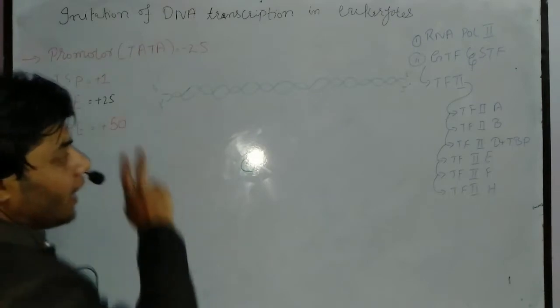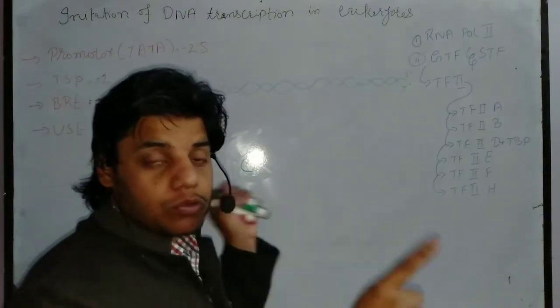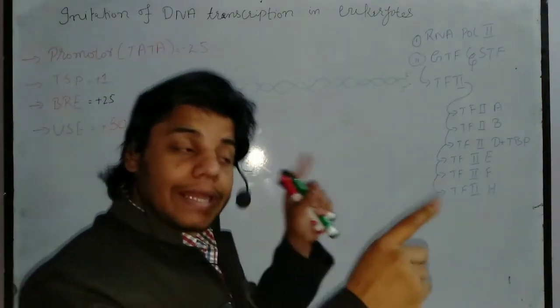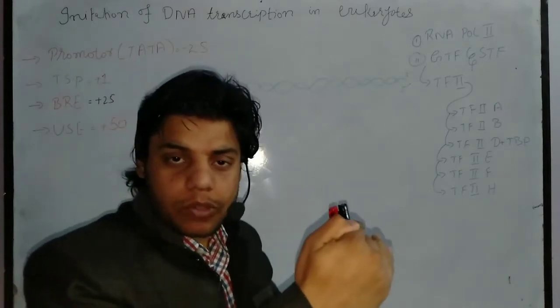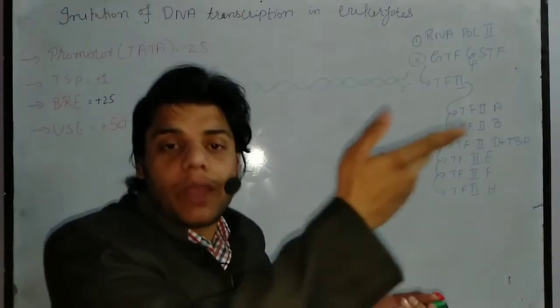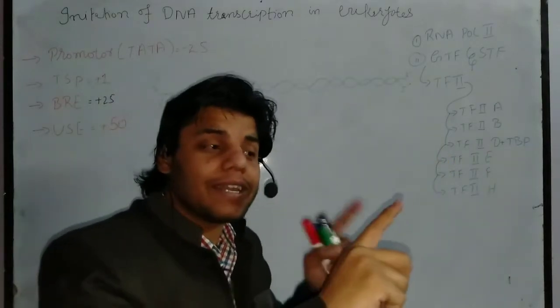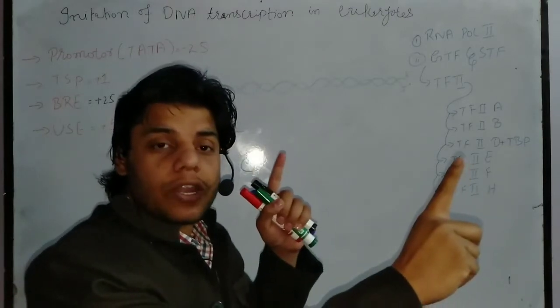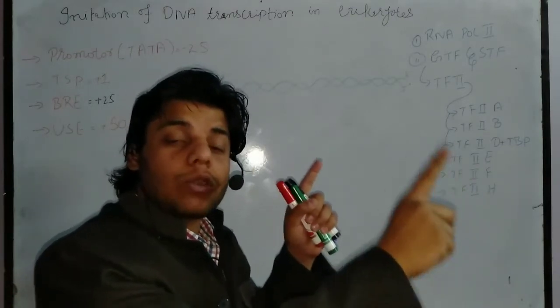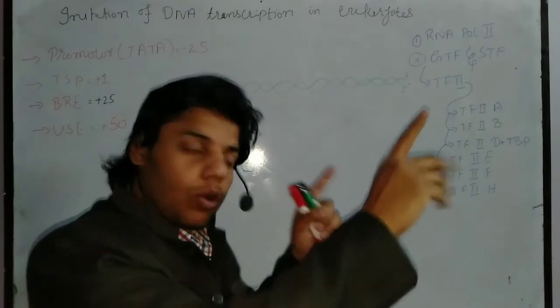RNA polymerase 2 can't use the upper strand having the 5 to 3 prime end because it is already the coding strand. If it is already the coding strand, why would it use this strand? That's the first thing. Second, its direction is already 5 to 3 prime. So that's why it doesn't need the upper strand.